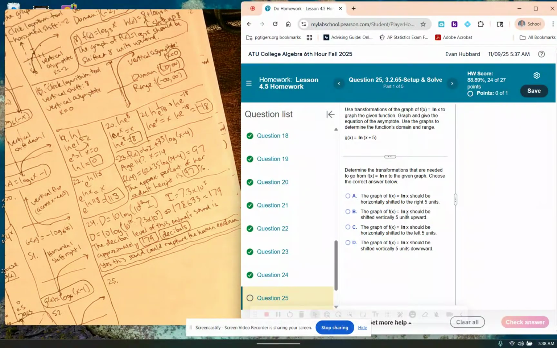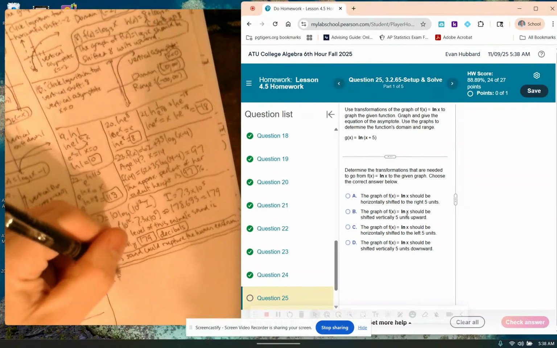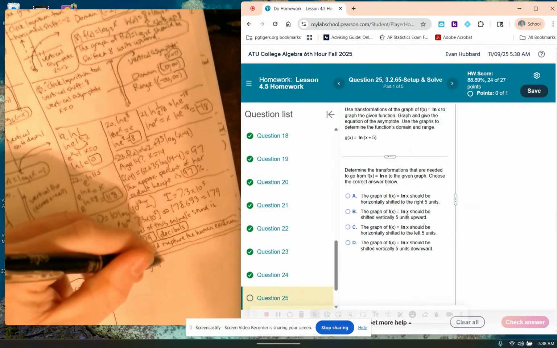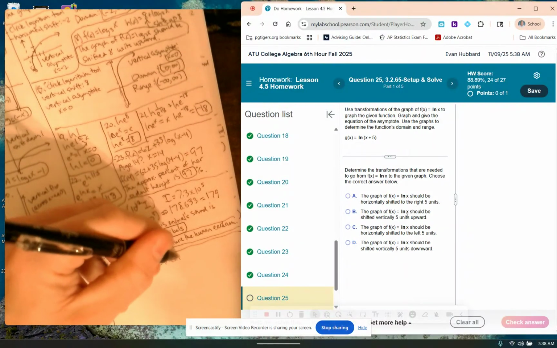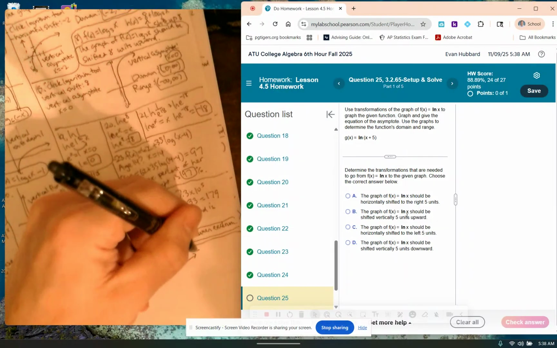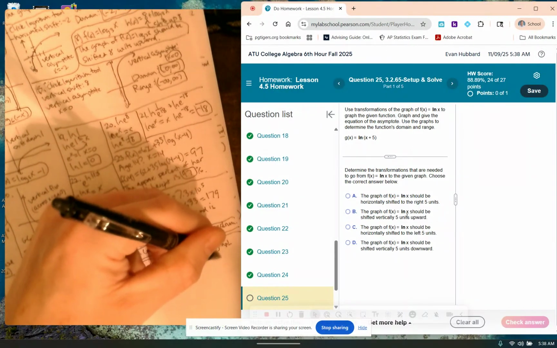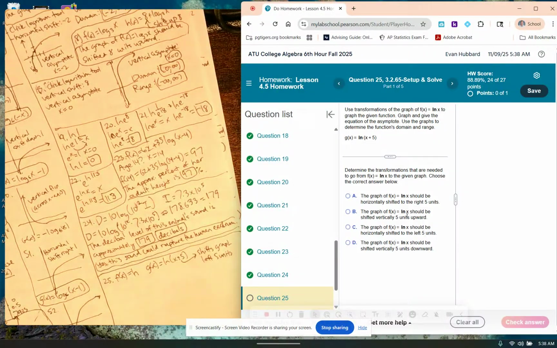Use transformations of the graph of f of x equals ln of x to graph the following function. So f of x equals ln of x, g of x equals ln of x plus 5. Adding 5 to the x is going to shift it left 5. So it shifts the graph left 5 units. The transformation needed is a horizontal shift left 5 units.